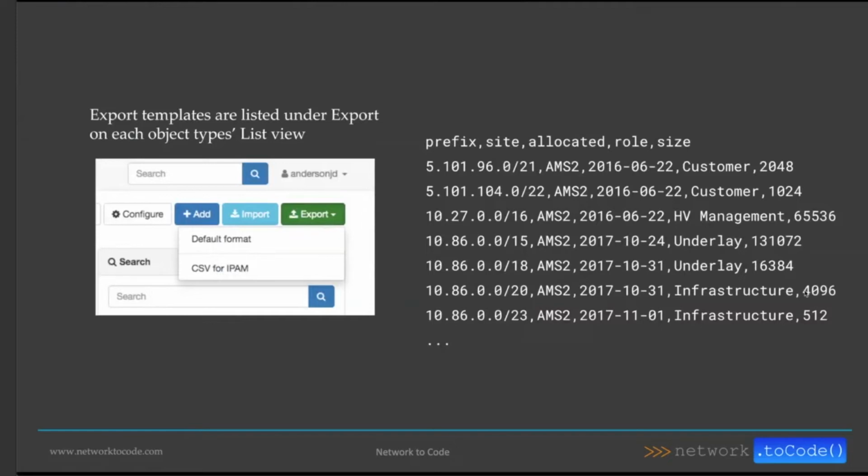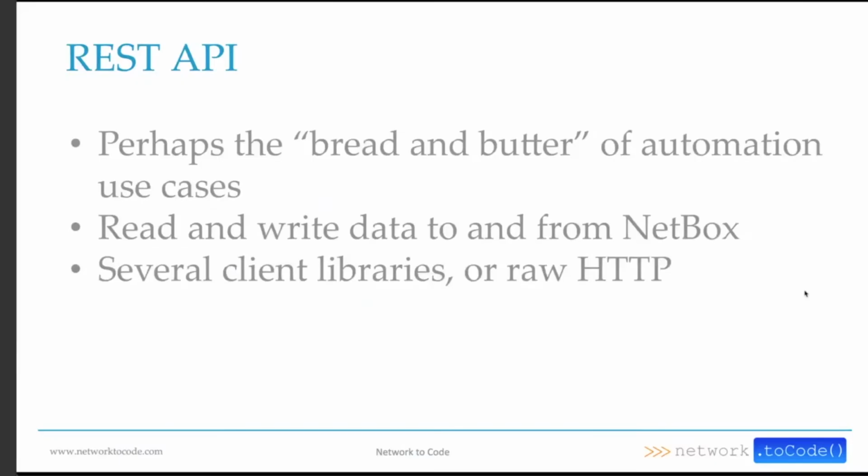And like I mentioned, this is UI driven today, but we do have plans to implement this in the API at some point in the future. And this, of course, on the right-hand side is just an example of the output of that particular export template. The REST API. So, this is potentially considered the bread and butter of network automation use cases.